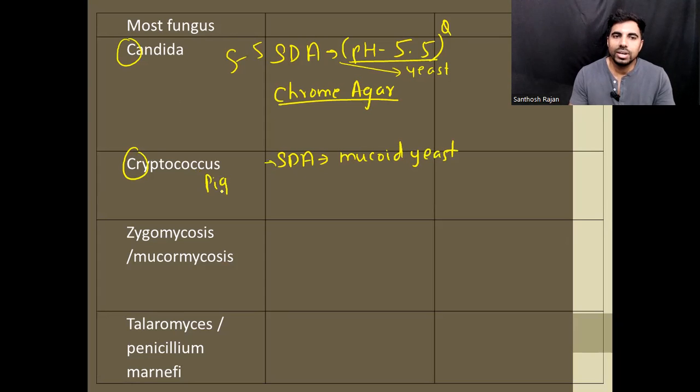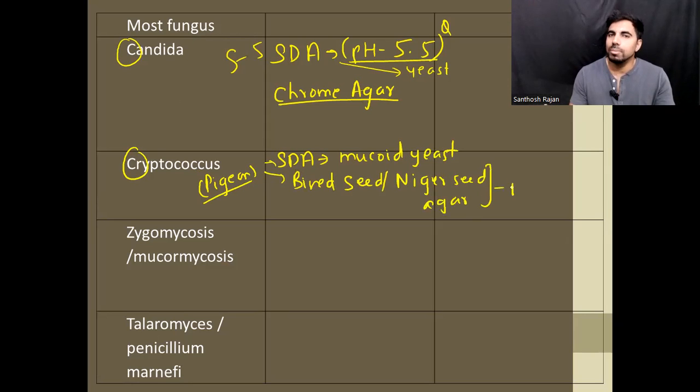And otherwise, you know that Crypto is a pigeon pathogen. Pigeon is a bird. Most common cause of meningitis in HIV. So that means what? Bird seed agar, bird seed or Niger seed agar. And everything will be black colonies. Black colonies you will see. That's important. Okay, that's what you remember.